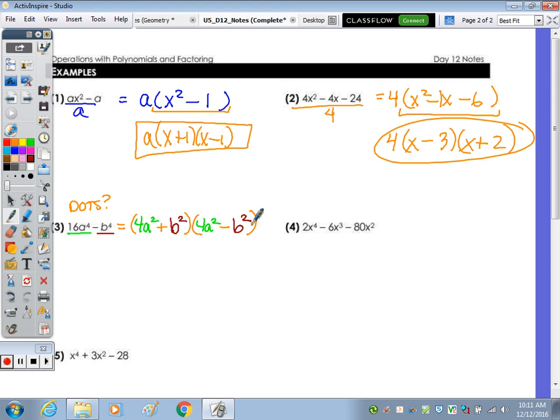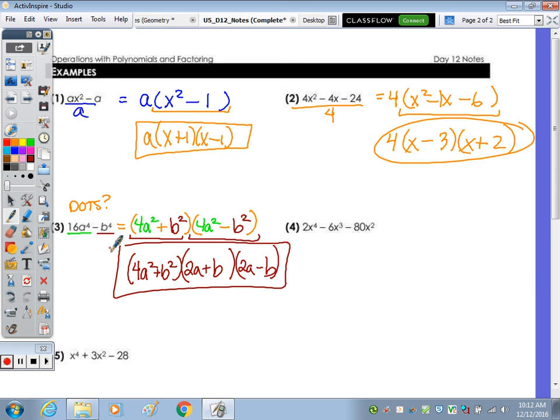Now we look at these two. Can we factor again? Well, we can't factor the first one, the sum of two squares. But we can factor this as a difference of squares again. So set up the two parentheses. It'd be 2a times 2a to get the 4a squared. Signs are different. And then b times b to get the b squared. So as a final answer, don't forget to bring all the factors down, would be those three binomials multiplied together.